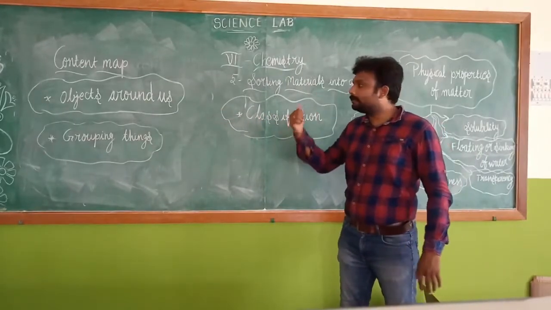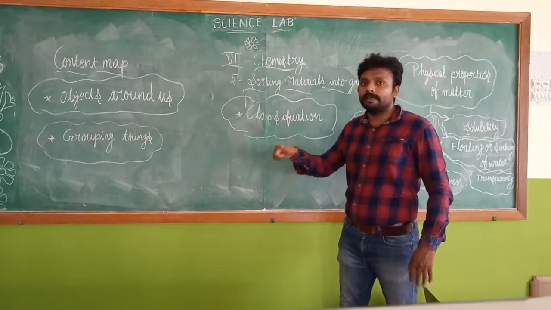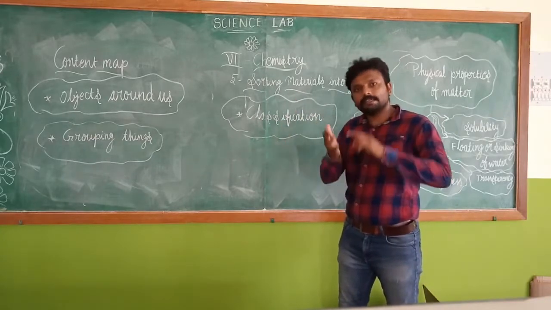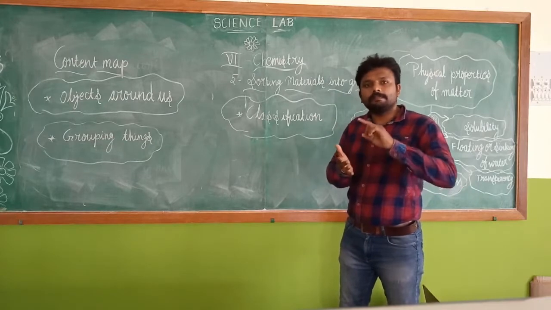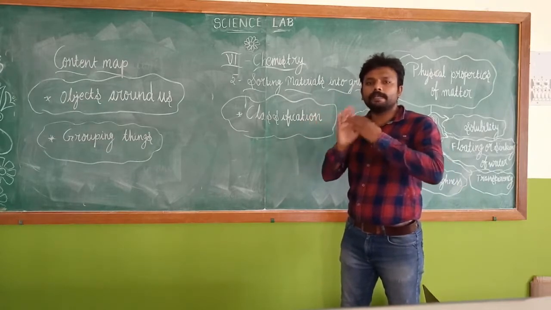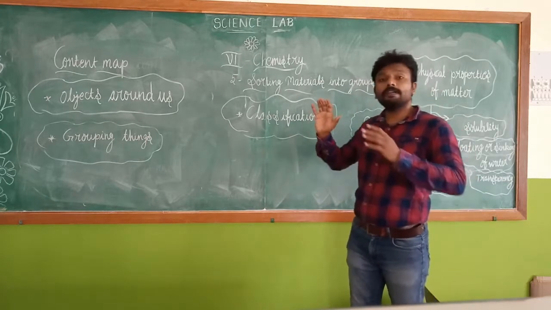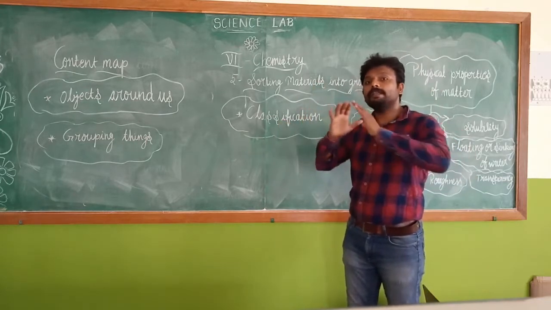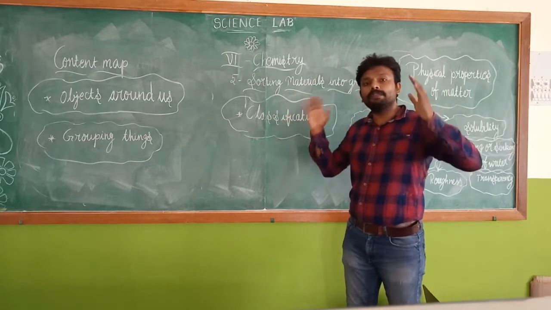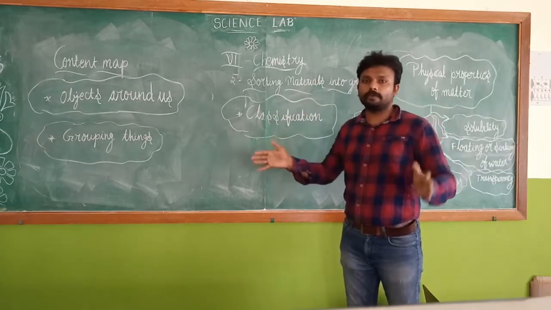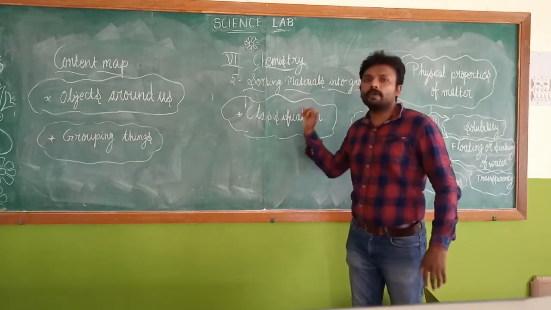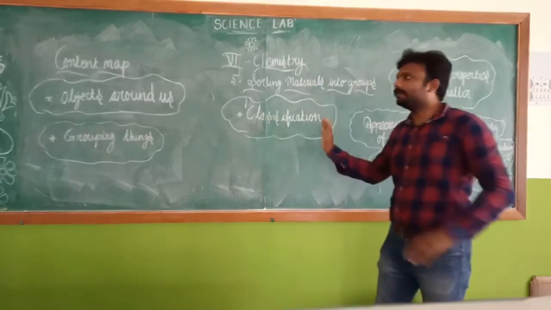Classification means both similarities and dissimilarities. For example, chocolates, cakes, mixtures and biscuits all come under the category called snacks. So classification covers a larger area, with both similarities and dissimilarities of the objects. That comes under the topic called classification. This is the intro of this topic.